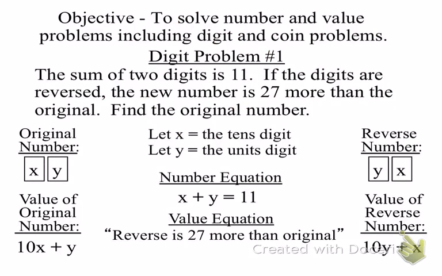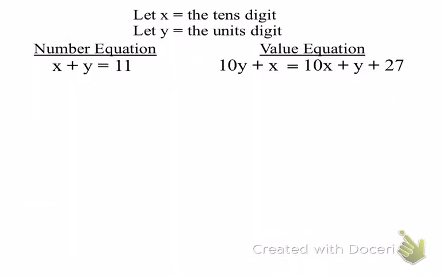All right, so here we are. We said our reverse is 10y plus x, equals the original, 10x plus y, plus 27. So now you have two equations. If we have two equations, we can solve.